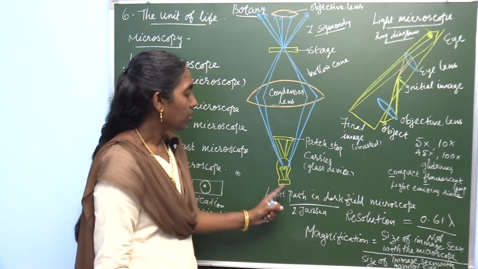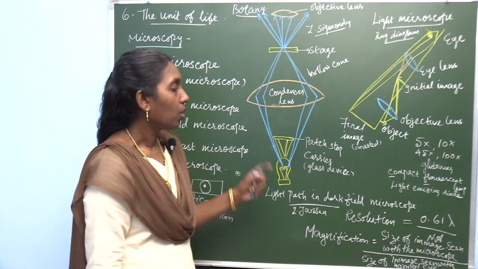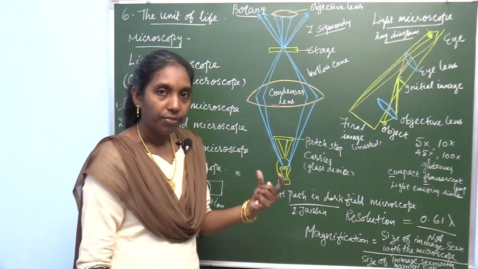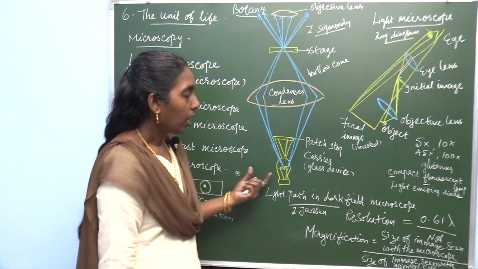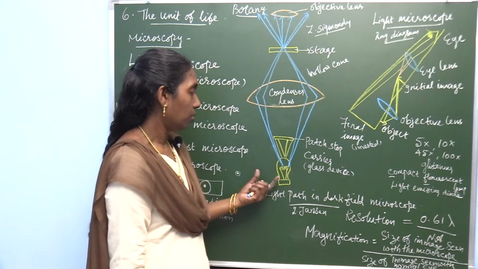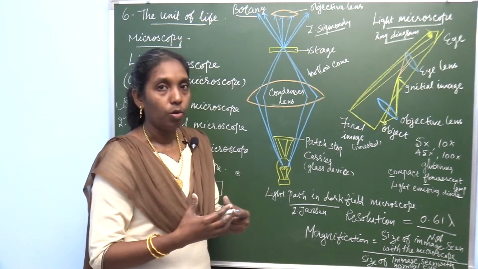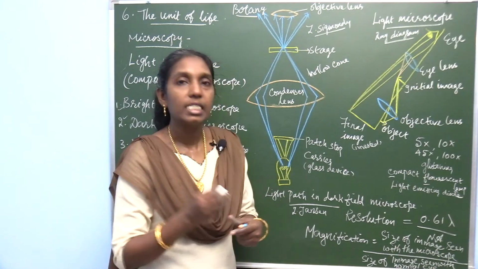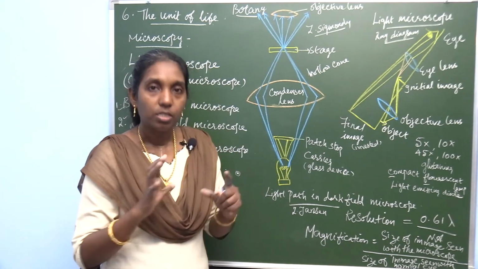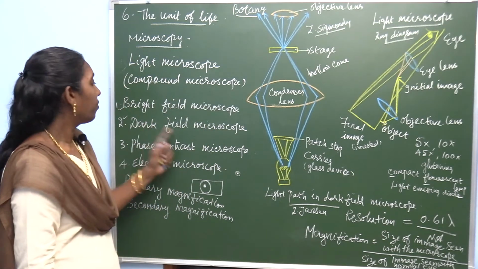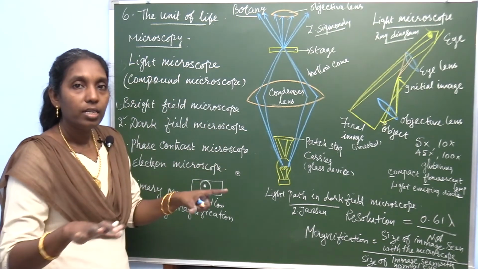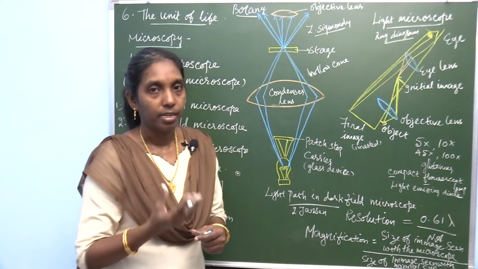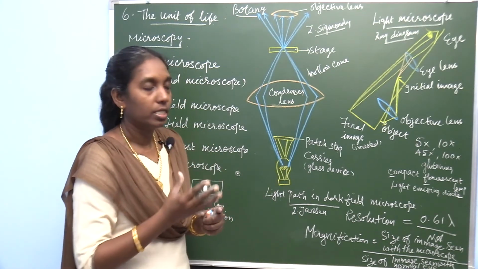Here the source of light may be a compact fluorescent light or a light emitting diode. So in this microscope, the field is dark, but the object is glistening. The name of the microscope is dark field microscope. Here the field is dark. In the dark field, the object is glistening.